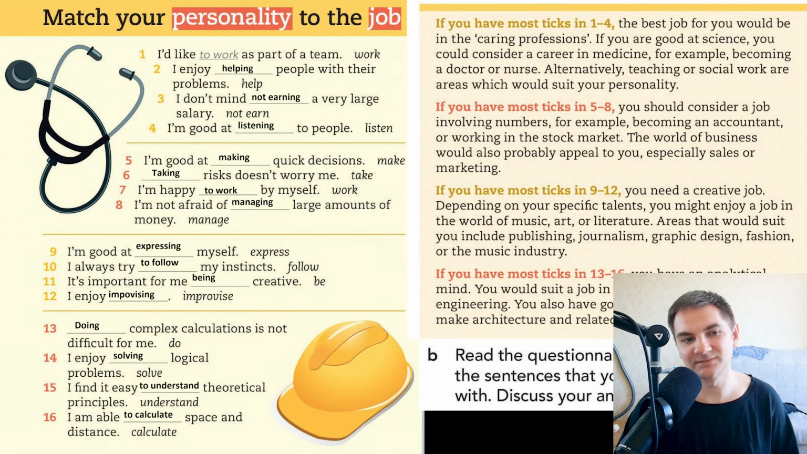Okay, and what do I have? The most ticks I have in the group, 3. So let's read my results. If you have most ticks in 9 to 12, you need a creative job. Depending on your specific talents, you might enjoy a job in the world of music, art, or literature. Areas that would suit you include publishing, journalism, graphic design, fashion, or the music industry. Yes, definitely it's for me. I'm happy when I do creative jobs.